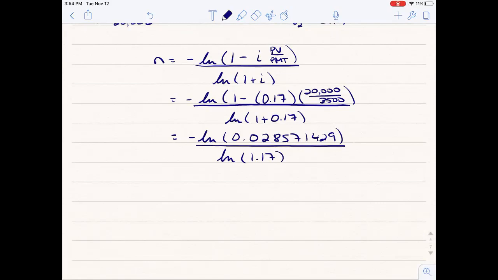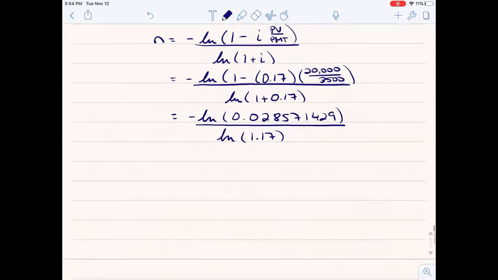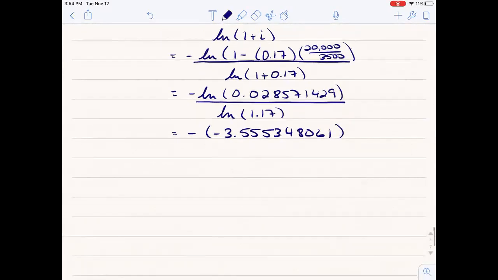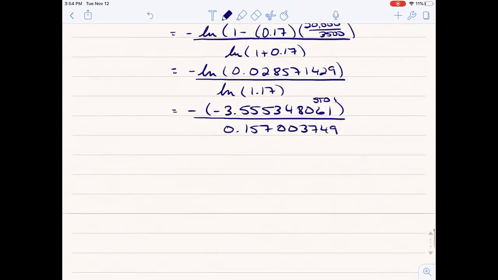If I take the natural log of this, I get negative 3.555348061. I'm going to store this in 1. And then I'm going to have 1.17, and the log of that is 0.157003749, which I'm going to store in 2. I'll make a note to myself here.